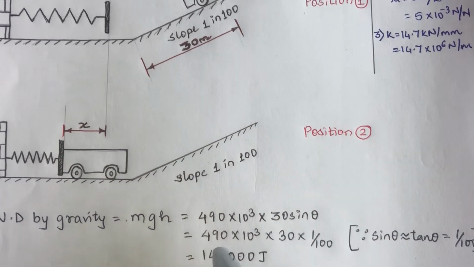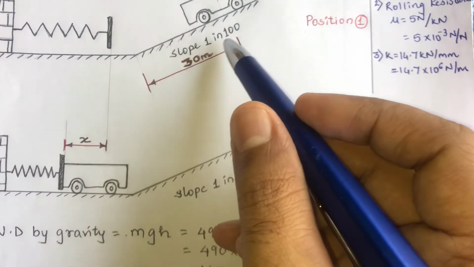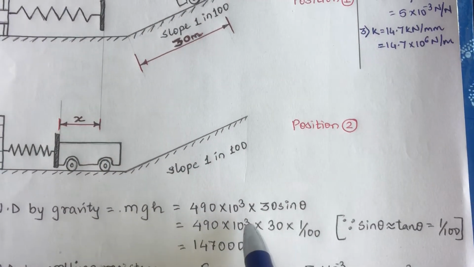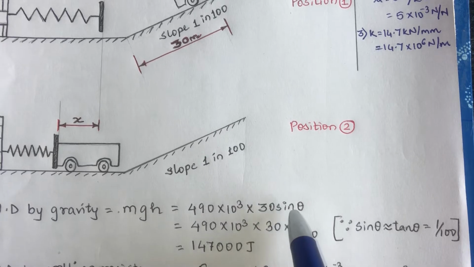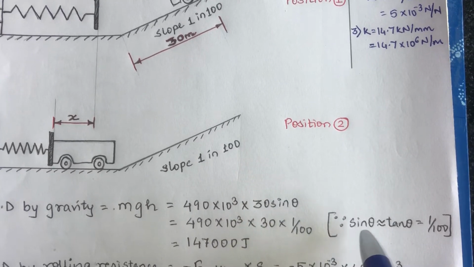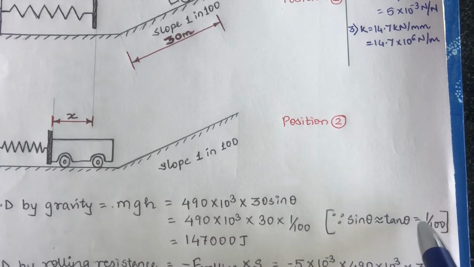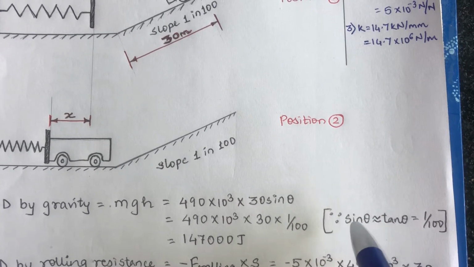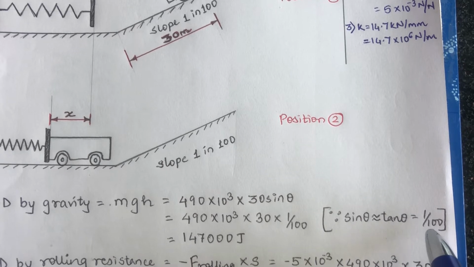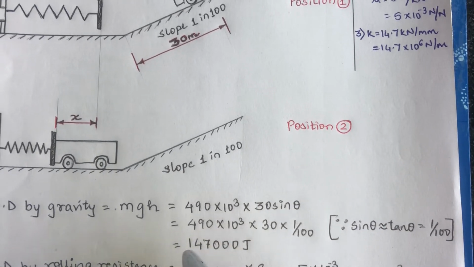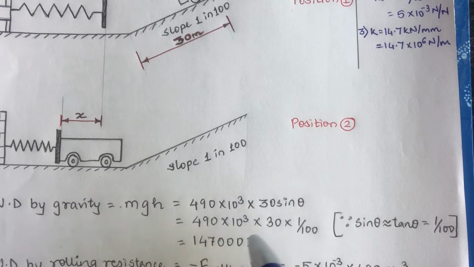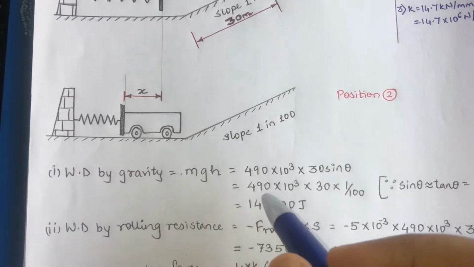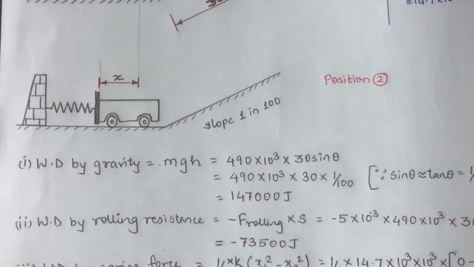Now here the slope is given as 1 in 100, that means 1 by 100. So if you see here, 490 into 10 to the power 3 into 30 sine theta. Now sine theta can be equivalently said as tan theta, which is equals to 1 upon 100. Now why are we doing this? If you calculate it, it will give you the equivalent value. Now here you are getting the value with this equation as 147,000 joule.